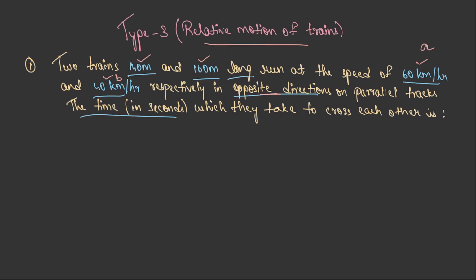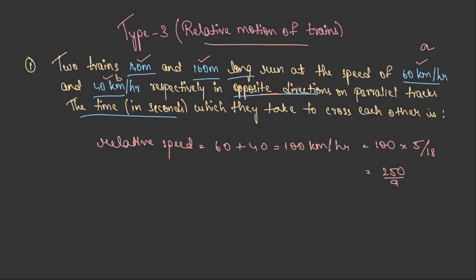So now, relative speed will be 60 plus 40, that is 100. But as it is in kilometer per hour, let us convert it into meter per second. This will be 250 divided by 9 in meter per second.